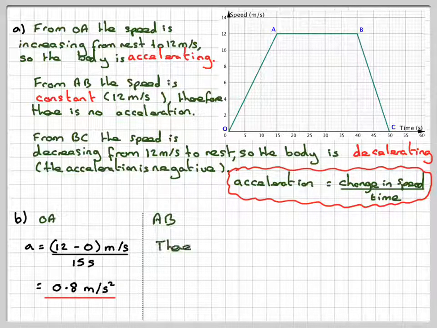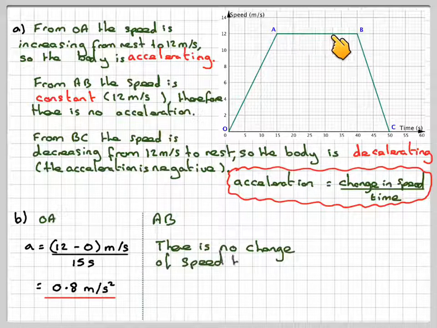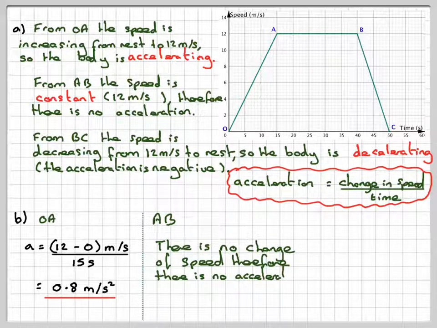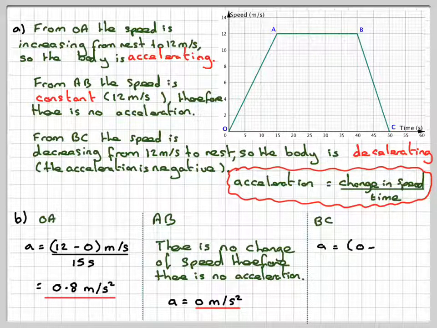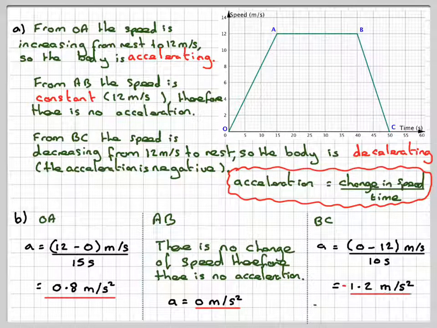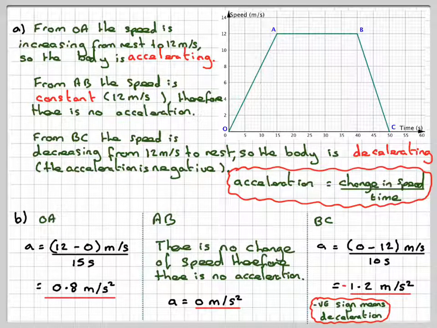Between AB, there is no change of speed, it's a constant, and therefore there is no acceleration. So A will be equal to 0 meters per second squared. And then from B to C, the change in speed, it goes from 0 minus 12, which is 10 seconds. And so therefore we have a negative acceleration, minus 1.2 meters per second squared. The negative sign means that we have what's known as a deceleration.